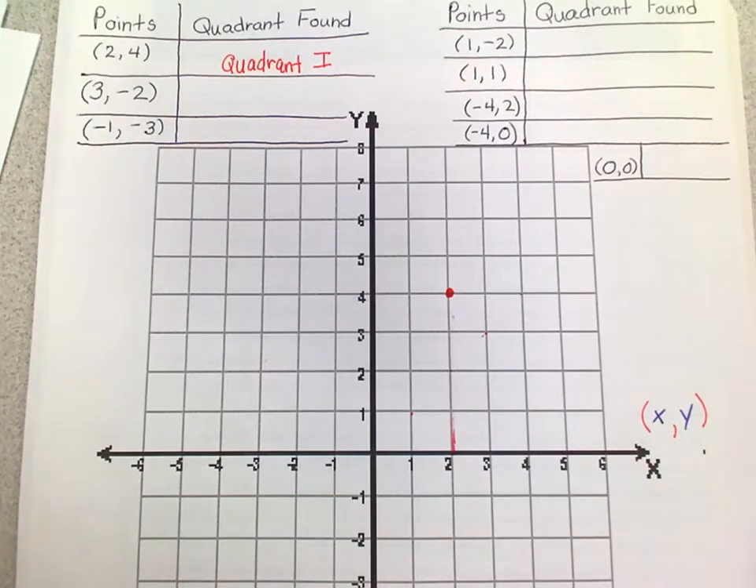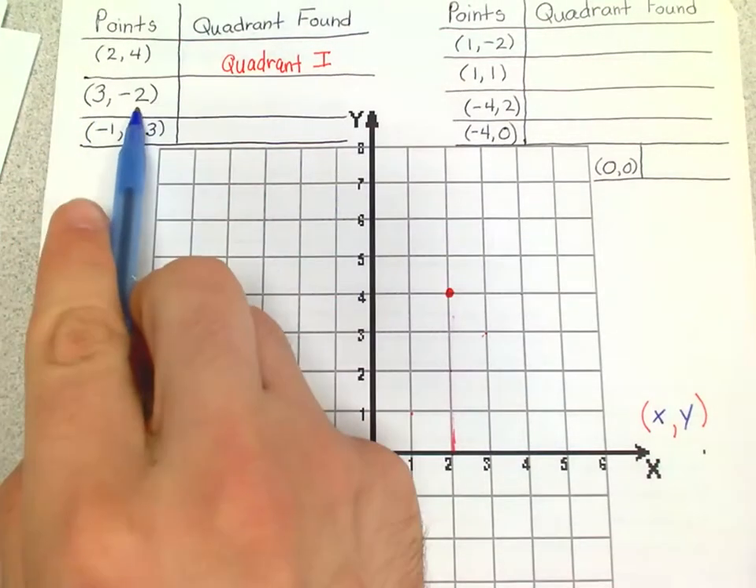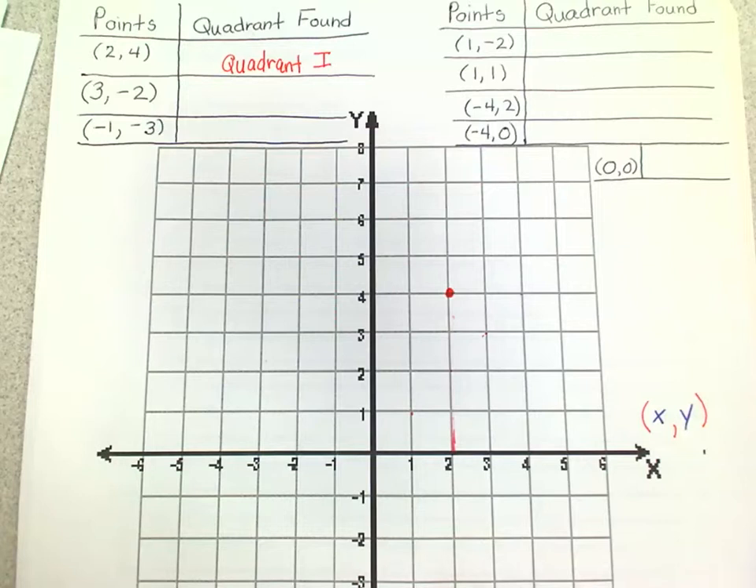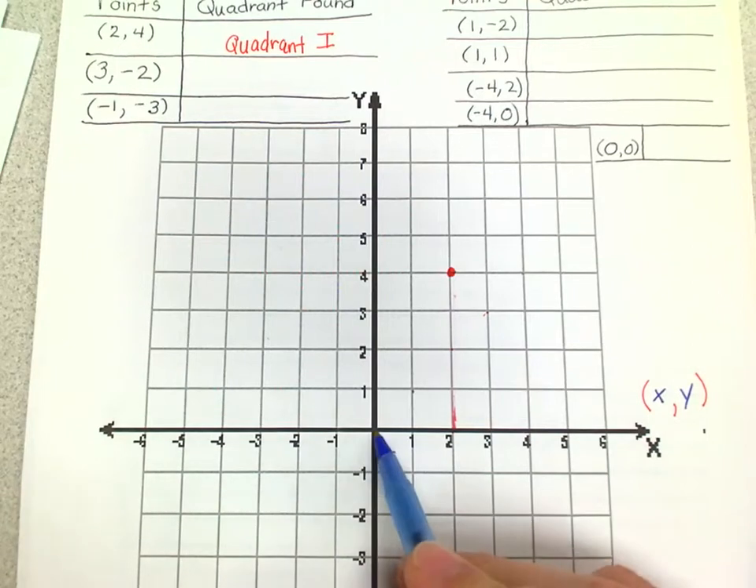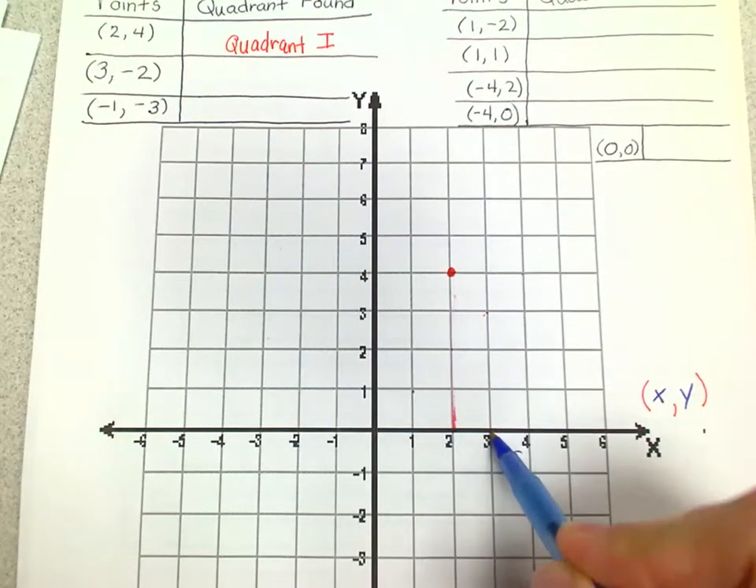Okay, now we're asked to find 3, -2. So that means locate 3 on the x scale. Remember, x scale is horizontal, so we go across, here is 0, and we're looking for the positive side, there it is.